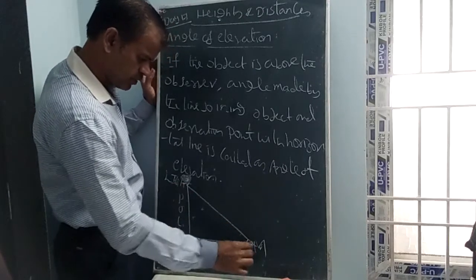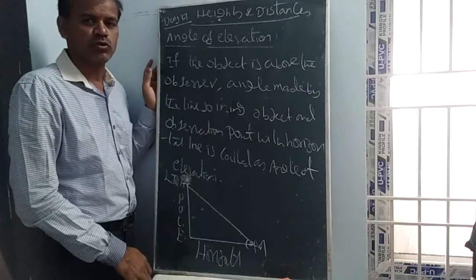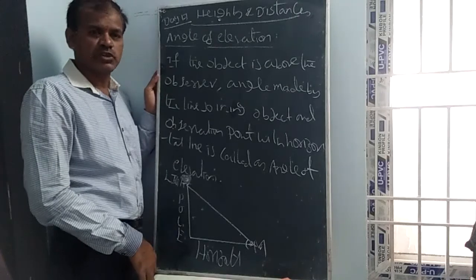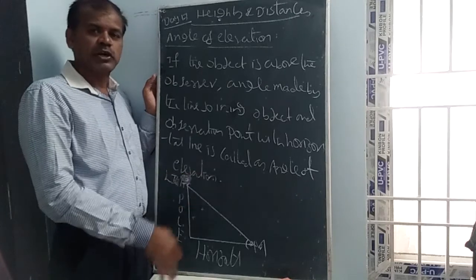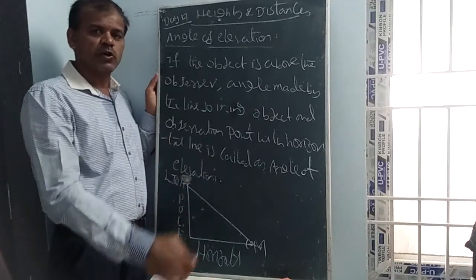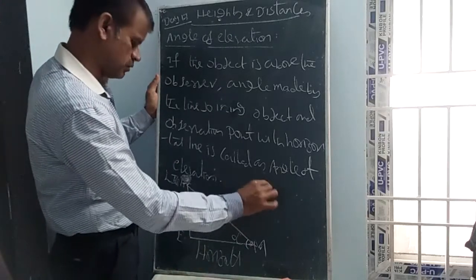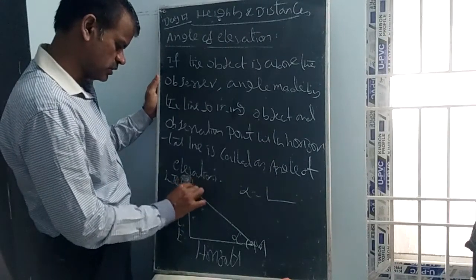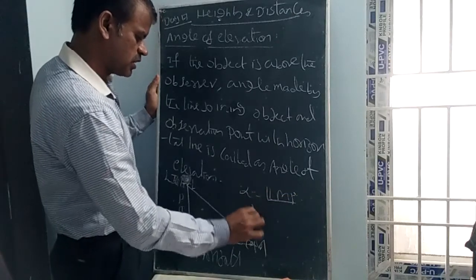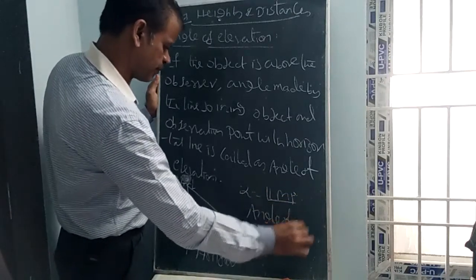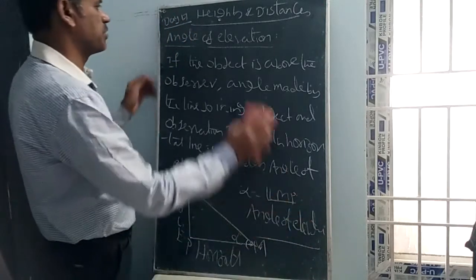Here the man is observing upward. Simply we can note that the angle made by the observer to the object in upward direction is called the angle of elevation, and the angle made by the observer in the downward direction is called the angle of depression. This is alpha. You can put any name here. This is L, this is P, this is M. Angle LMP, alpha, is the angle of elevation. This is the definition. This is the basic point.